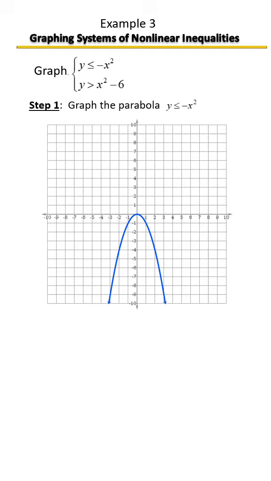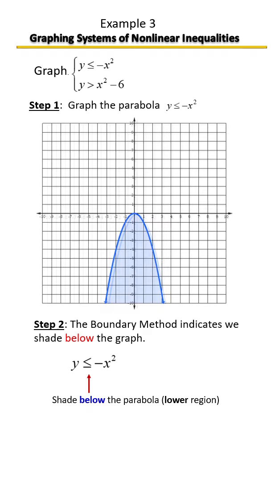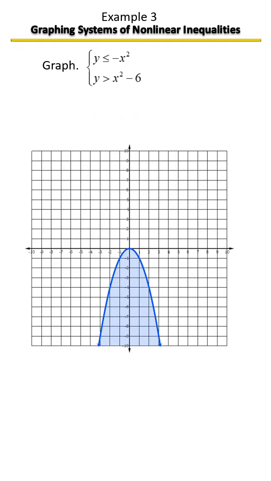Next, we're going to determine whether we're going to shade upper or lower. Since both of these equations are solved for y, we can easily do the boundary method. So looking at that symbol there, it says y is less than or equal to. Anytime you have less than, you're going to shade lower, or below the graph. So the lower region would be under the parabola. Once we sketch that, we're done with the first part of the graph.